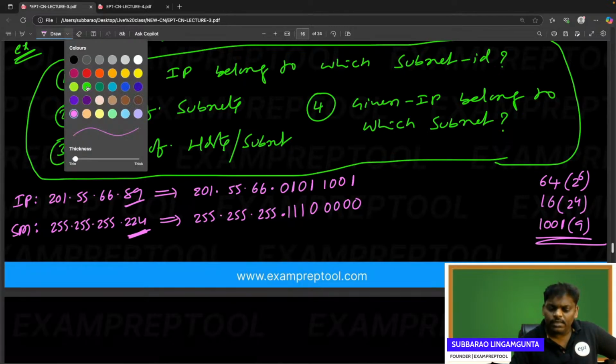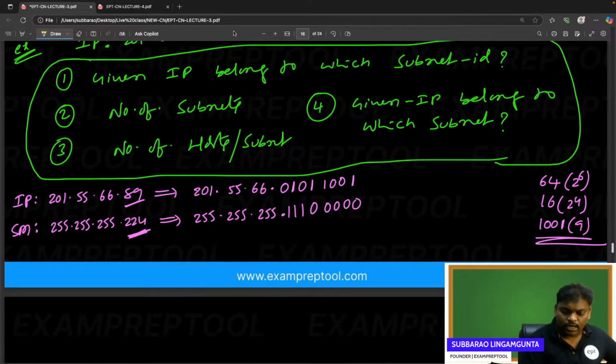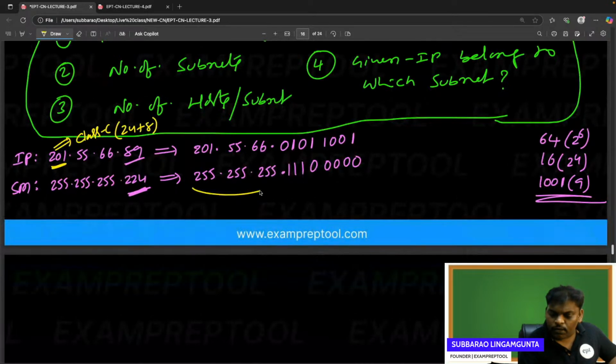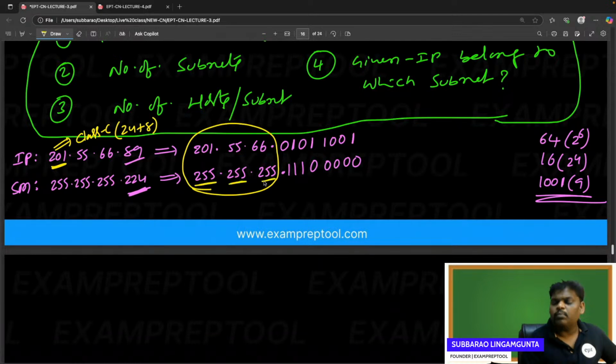Please help me. Given IP belongs to which class? Please concentrate properly. I can easily say the given IP belongs to class C. Class C means 24 plus 8. So class C has 24 bits for the network part.